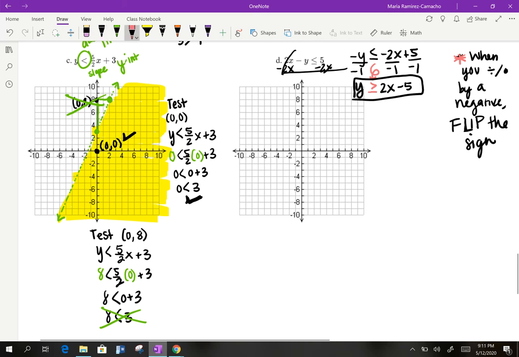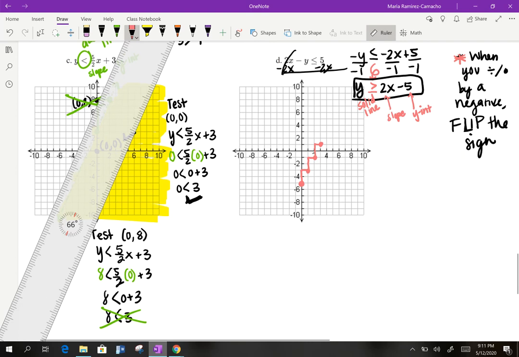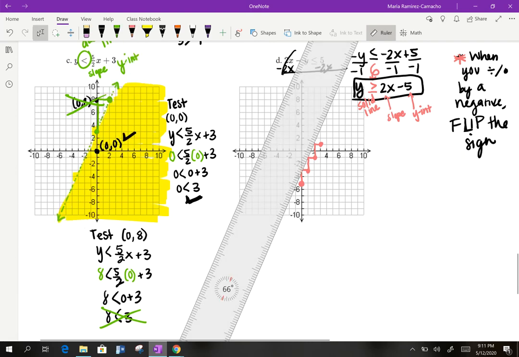Because we have greater than or equal to, this is going to be a solid line. Here's our slope. Here's our y-intercept. So let's graph. -5 is our y-intercept, and my slope is 2, so if I drop a slope triangle, I would be going up 2 and over 1. And up 2 and over 1. Up 2 over 1. Get out my ruler, draw the line.